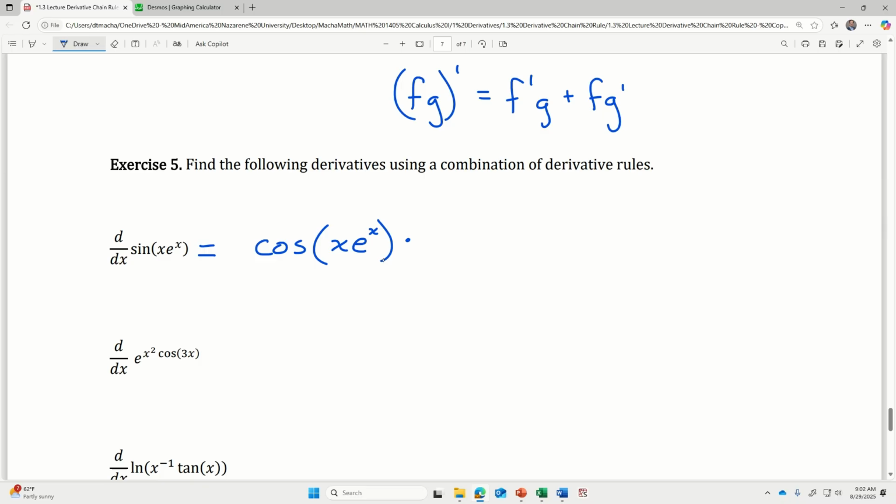And hopefully after the last lesson about product rules, maybe you practiced a little bit, maybe you got used to this. We're going to say my f function is x, the g function is e to the x, so f prime is 1, and g is e to the x, plus f, which is x, times g prime, which is also e to the x. That's using the product rule there. So this is an example where you need the chain rule and the product rule to fully think through it.